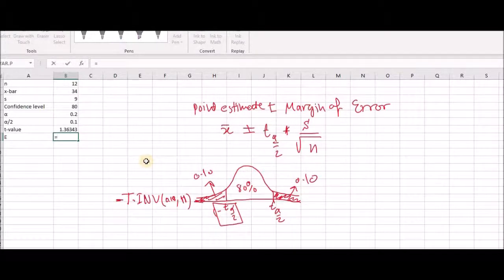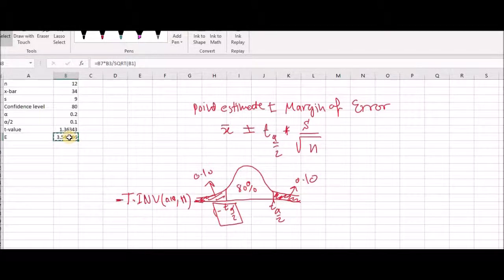So the margin of error says t sub alpha divided by 2, that is t sub alpha divided by 2, times s, that is s, which is 9, divided by the square root of n. In our case, it's 12. So you can click on the 12 or type in 12. And that is the margin of error.